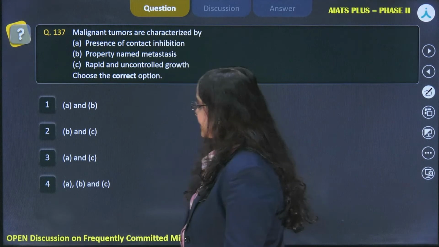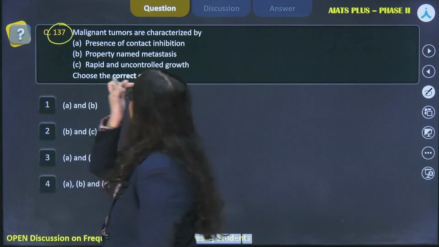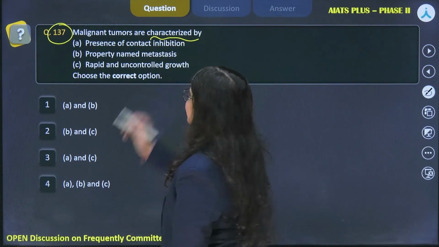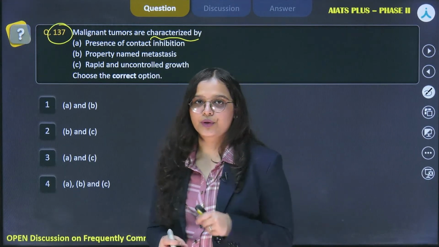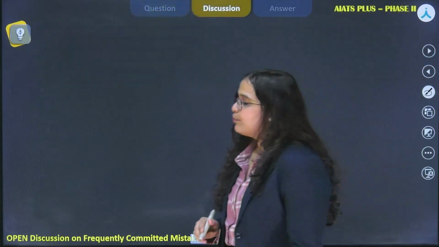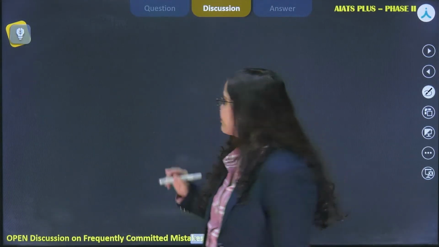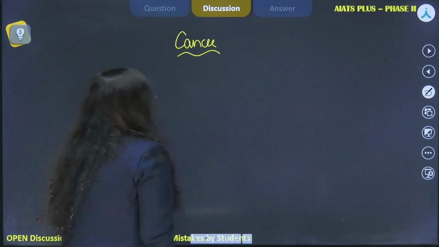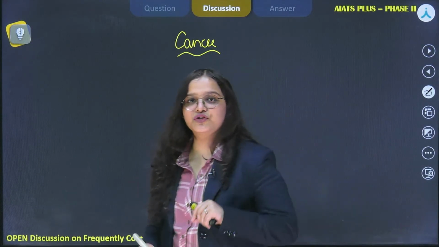Now moving on to our next question, question 137: malignant tumors are characterized by. By looking at the question, we can figure out that here we are talking about cancer. So let us quickly discuss the important concepts that we need to remember when it comes to the NEET exam with respect to cancer. Basically in our cell, there is a cell cycle which is operating to keep the division of the cells in check.